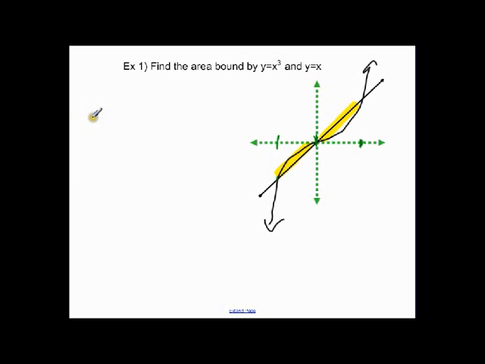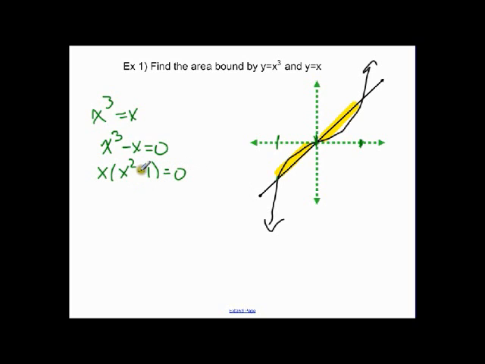Well, if you said that you've got to set the two equal to each other, good on you. So x cubed is equal to x. Now you're not allowed to divide by x. I want you to think about why and bring it back to class tomorrow. The way that we have to solve this is to bring x over to the other side and factor. So we've got a common factor.